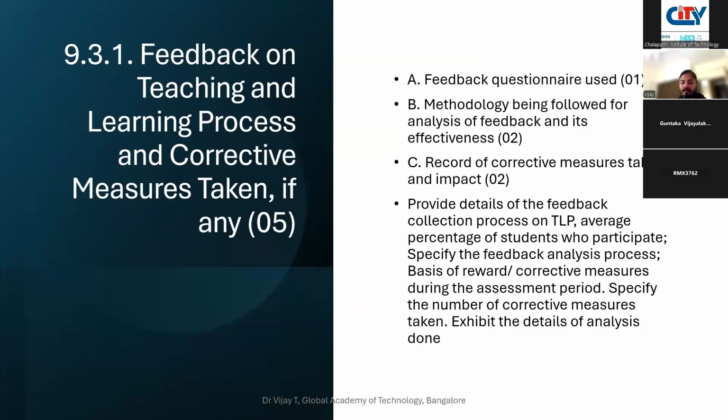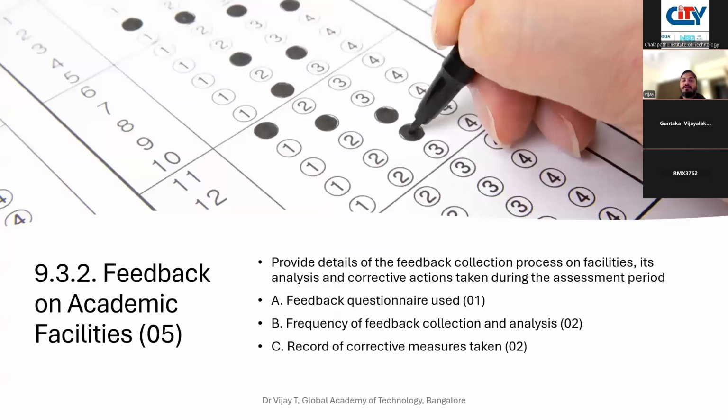Then feedback on the teaching learning process and corrective measures taken, if any. So the TLP feedback process at an institution level usually happens once a semester. How it is monitored and measured, we can just have a report. The principal or the head of the institution or the dean academics, what are the measures that have been taken for corrective actions, and whether next year it has been implemented, improved, or what. Complete result analysis has to be done for that.